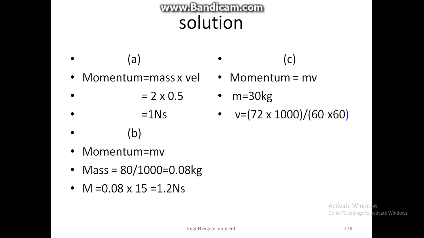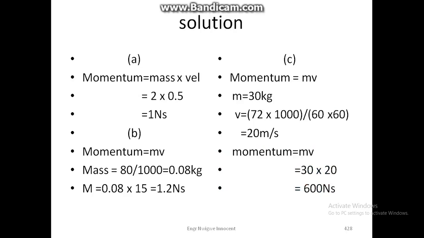C. Momentum is equal to mass times velocity, and the mass is 30 kg, but the velocity is in kilometers per hour. To convert it to meters per second, we multiply 72 by 1000 and divide by 60 times 60, that is 60 minutes and 60 seconds, to give us 20 meters per second. Then our momentum is mass 30 times velocity 20, which gives us 600 Newton seconds.